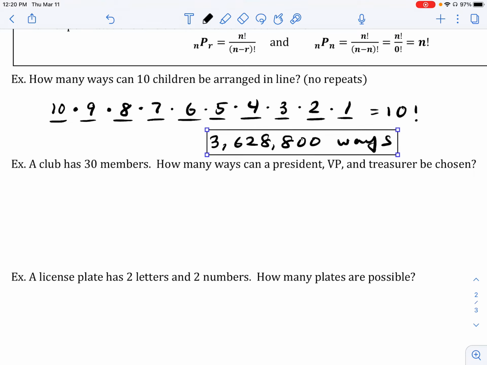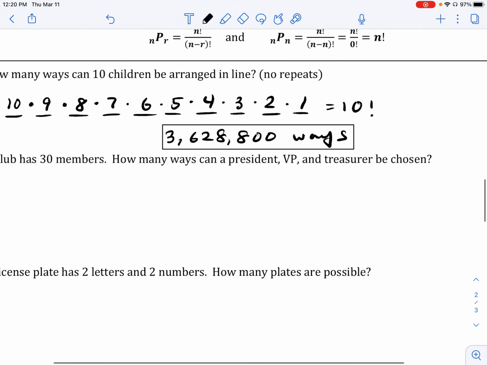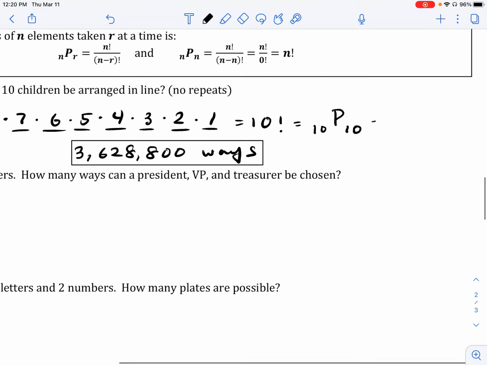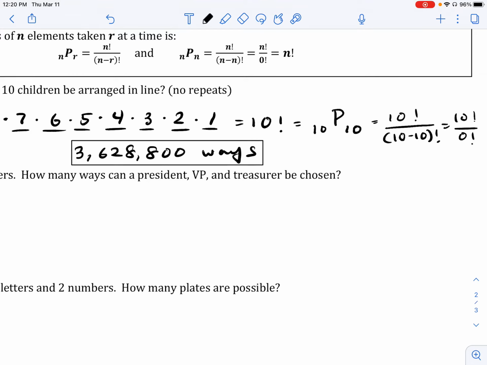Now, in terms of us using nPr as we've written, what are we effectively saying? This is equal to 10P10. We have a group of 10 children and we need to use all 10 children to form them in a line. So us doing it this way would be equivalent to saying 10 factorial over (10 minus 10) factorial, which is 10 factorial over 0 factorial, which we remember by definition is equal to 1. And that just gives us 10 factorial.